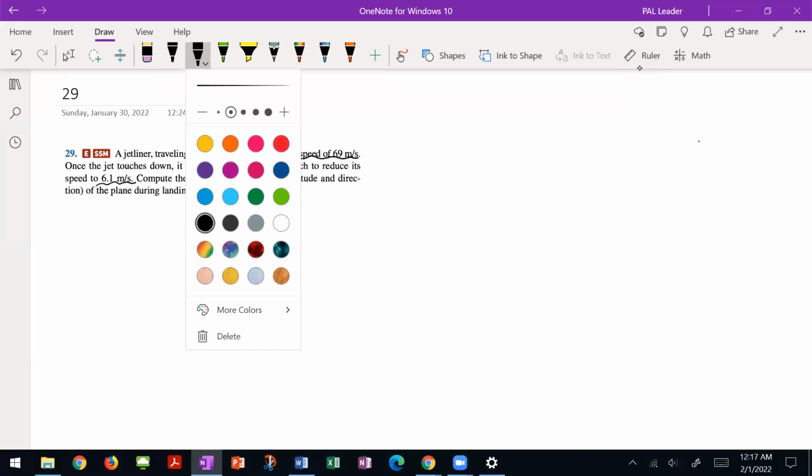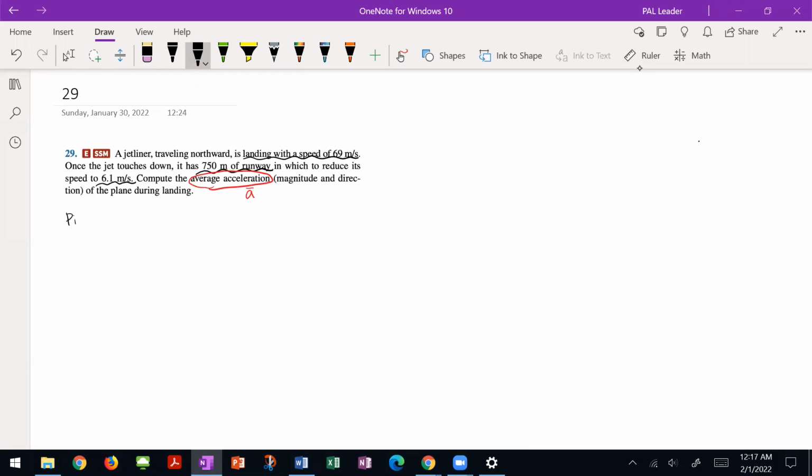So let's draw our picture. We have the ground, and we're told that our speed is 69 meters per second right when we land. Sorry, that's going to be our jet. I can't draw. So I'm going to call this V1. 69 meters per second is going to be V1. I will write our knowns right here.